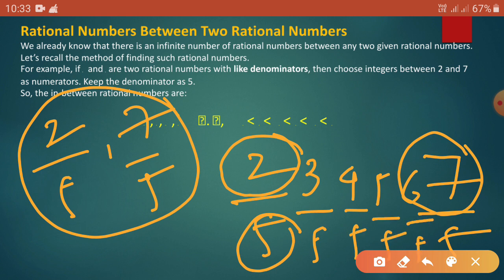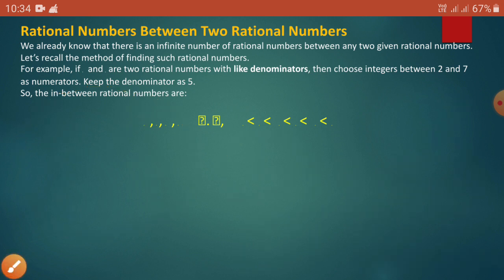So if the question is what are the rational numbers between 2 by 5 and 7 by 5, then we can write that the rational numbers in between these two will be 3 by 5, 4 by 5, 5 by 5 and 6 by 5. Okay, got it? Go to the next slide.